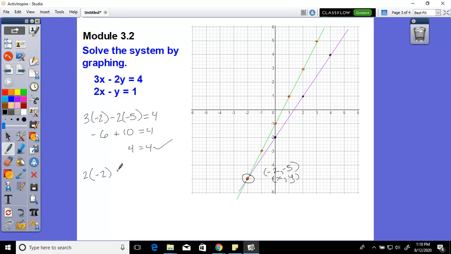So we put negative 2 in place of the x. We put negative 5 in place of the y. So it gives me a negative 4 plus 5 is equal to 1. Negative 4 and a positive 5 gives me a positive 1. 1 is equal to 1. That's a true statement. So our solution, and we've checked it and it's good for this system of equations, is negative 2, negative 5.